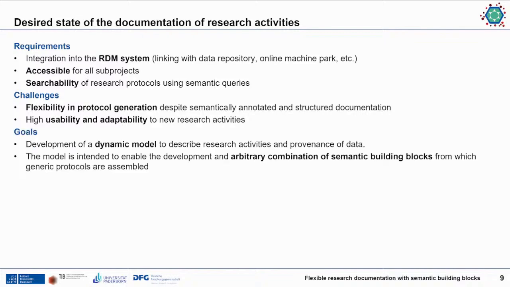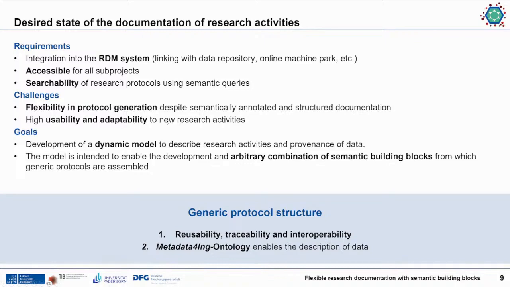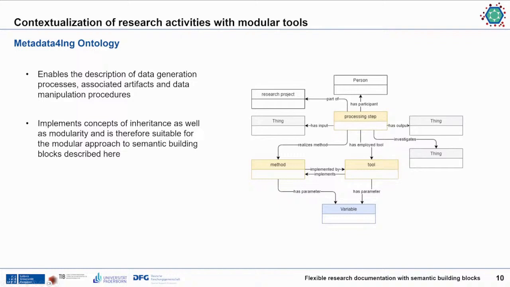So our goal is the development of a dynamic model to describe research activities and the provenance of data, and the model should enable the development and arbitrary combination of semantic building blocks from which we want to achieve a generic protocol. Our solution for this, we call it the generic protocol structure, with the big goal to achieve reusability, traceability, and interoperability. As a basis for this, we use the Metadata4Ing ontology for the description of data. You can see now just one general idea of the Metadata4Ing ontology.